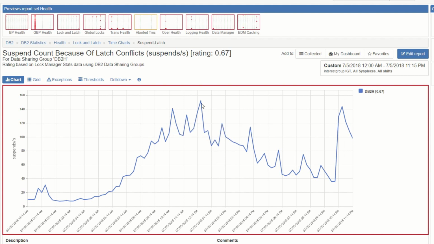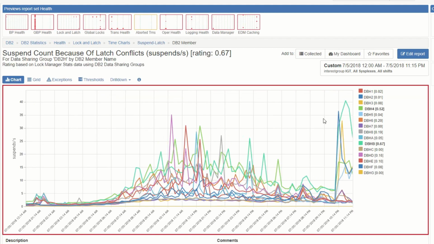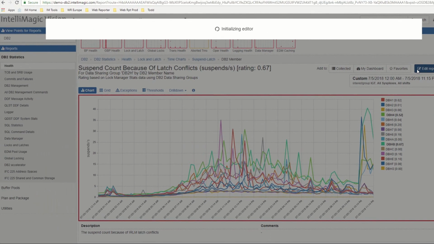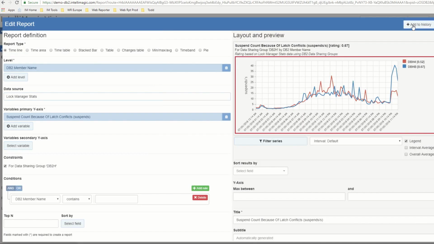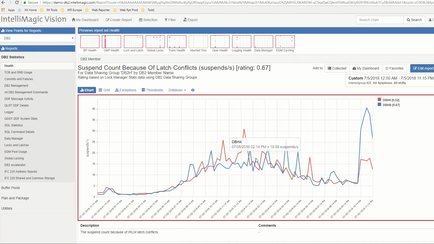So let's drill in further into the latch conflicts and see how they're distributed across the data sharing group, if they're occurring on all the members or just on selected members of the data sharing group. So here we see that the data sharing group members that have the exception are highlighted in bold here, H4 and HB. So let's go ahead and customize this chart and just look at those two and remove the noise from the rest of the data sharing members. So here we can see these two data share members have a pretty similar profile during the prime shift, but then DBHB had a much higher level of activity at night.